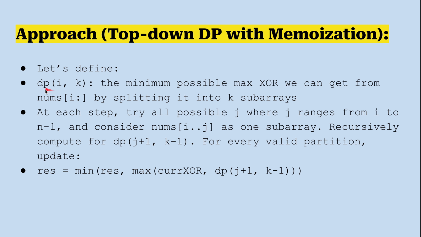First of all, you will define dp I and k, meaning this state will minimize the possible max XOR we can get from the nums at I by splitting into k subarrays. At each step we'll try all the possible j, where j ranges from I to n minus 1, and we'll consider nums at I to j as one subarray, and recursively find the other subarrays using the next step, j plus 1 and k minus 1. We'll do this recursively until we complete all k partitions, for every valid partition. So the function will be res equal to min of res and max of current XOR and dp j plus 1, k minus 1. We'll understand it in depth.